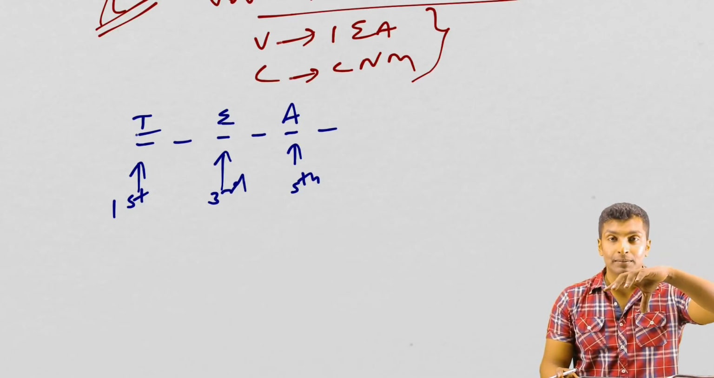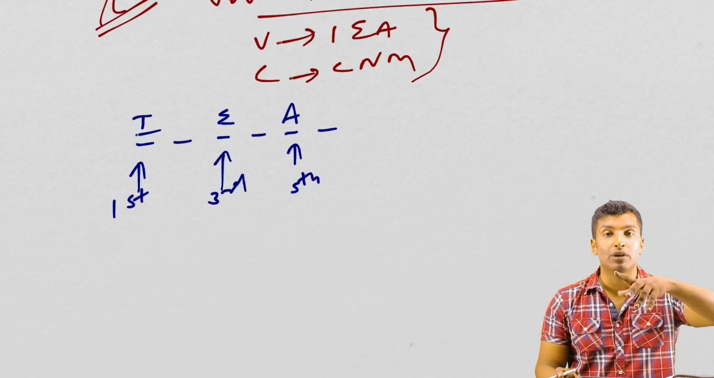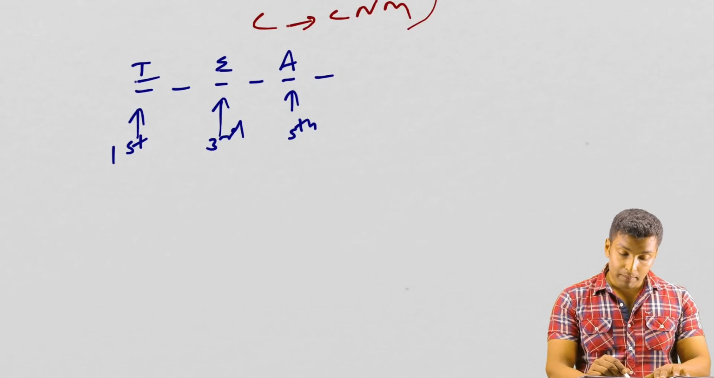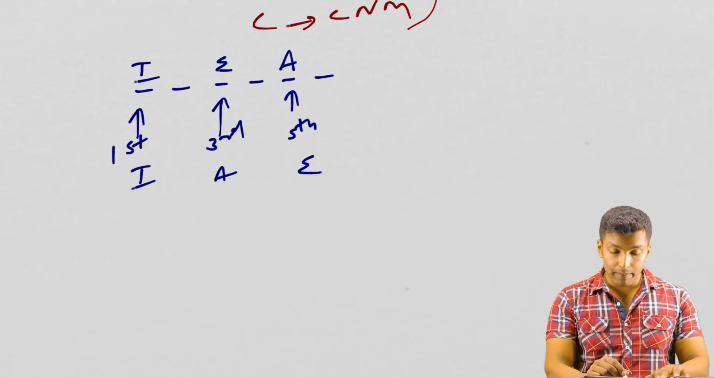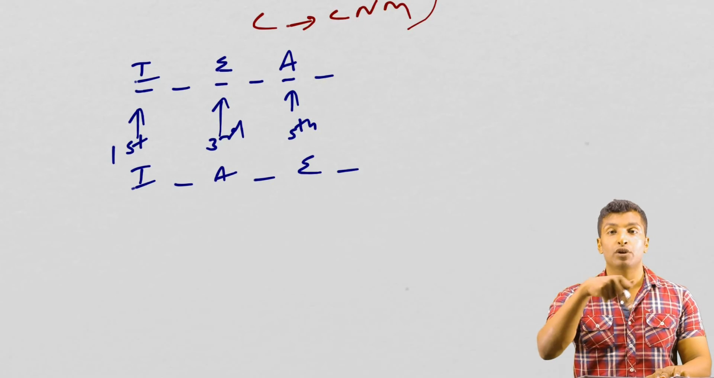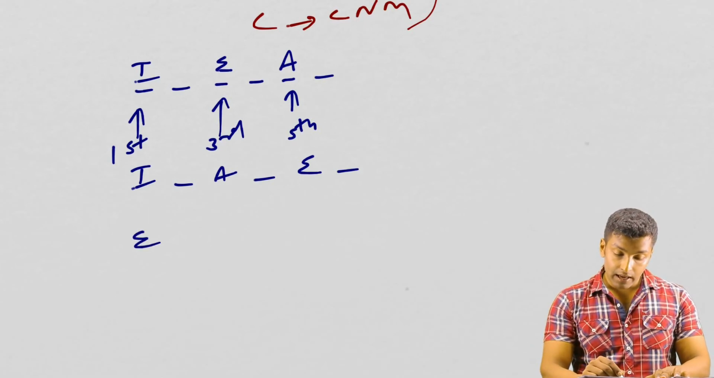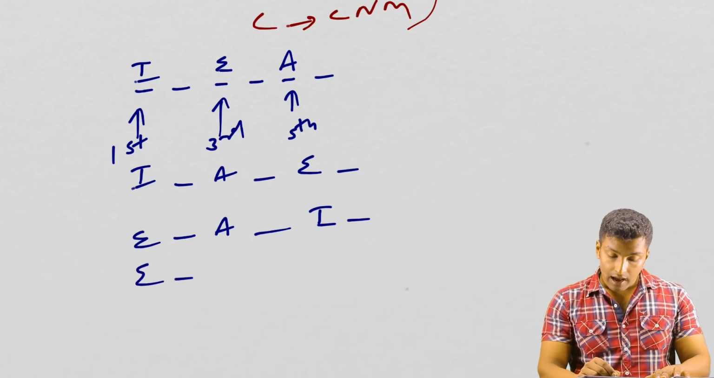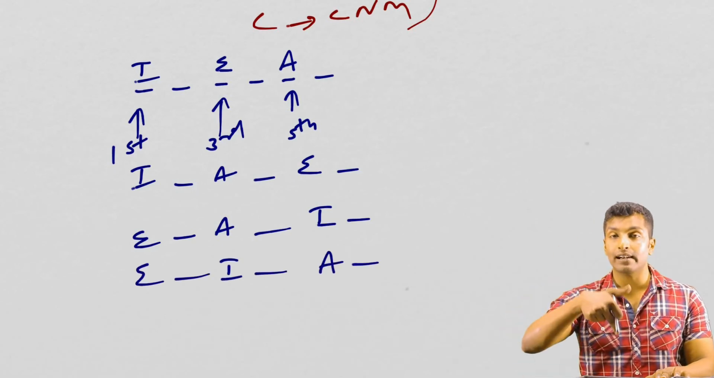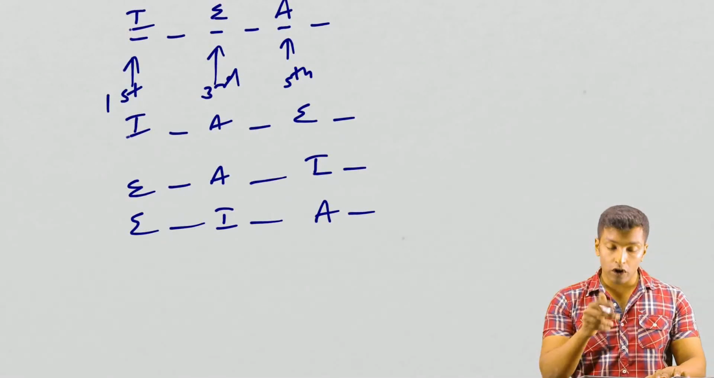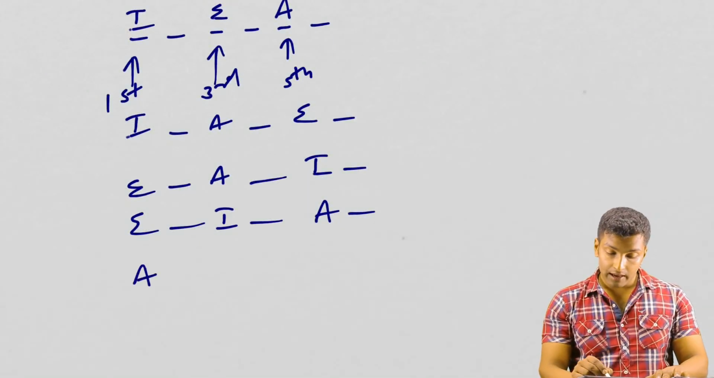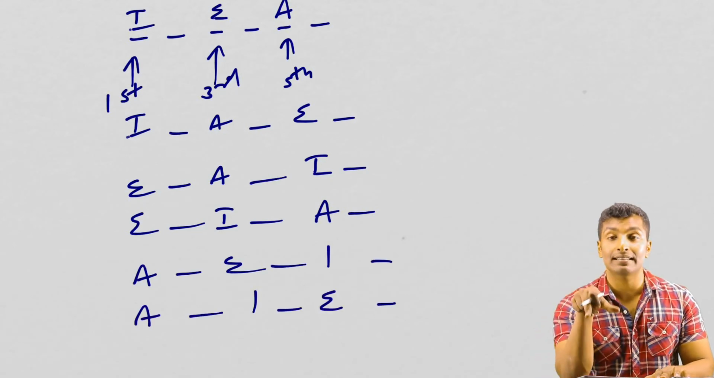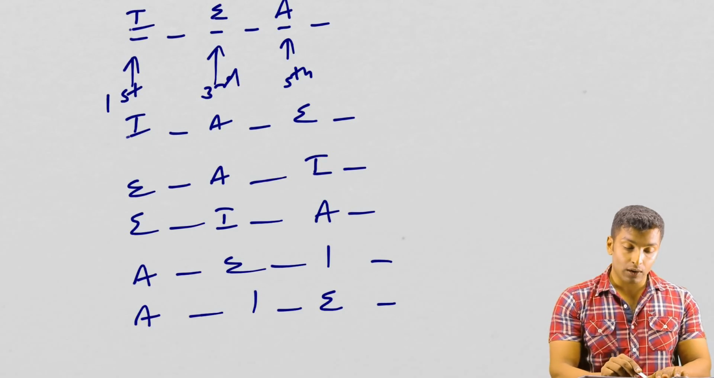So we have 3 odd places and 3 letters. How many ways can you do that? 3 factorial ways. How? It can be I, E, A. It can be I, A, E. Still you can make a 6-letter word with vowels occupying odd positions. It can be E, A, I. E, I, A. Now finally A, E, I and A, I, E. So these are the 6 possible ways in which you can keep vowels at the odd positions.